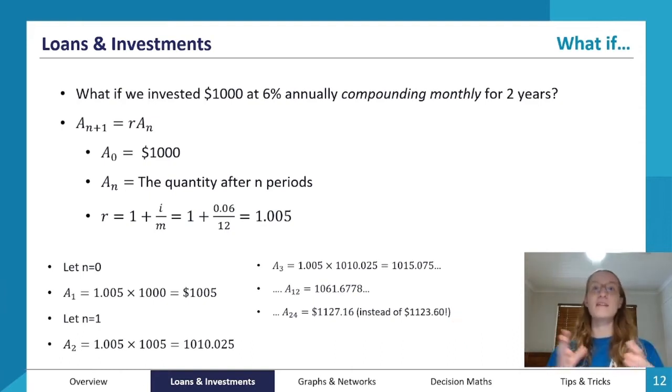So, you can definitely imagine how much of an impact that would make if we had a time period of longer than 2 years, or an amount of more than $1,000. For example, a home loan of $500,000, whether it compounds monthly or annually, could make a really big difference to how much we owe at the end of the time period.